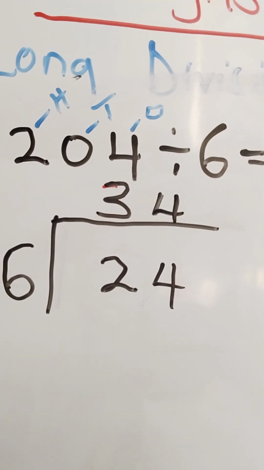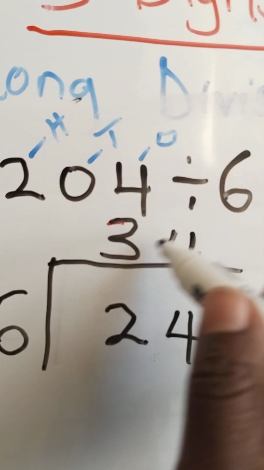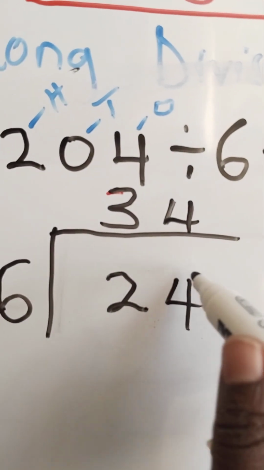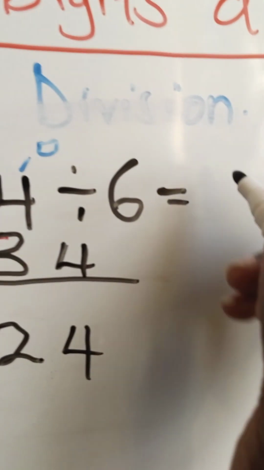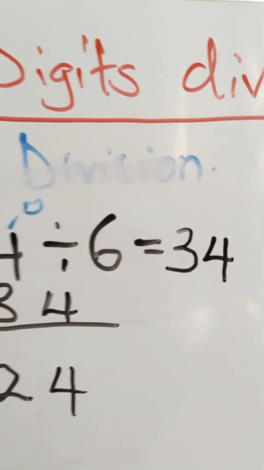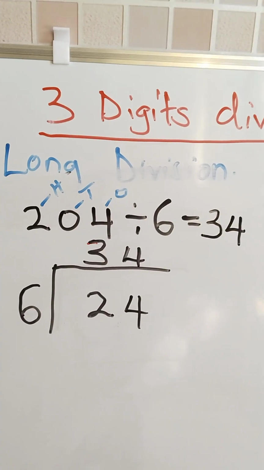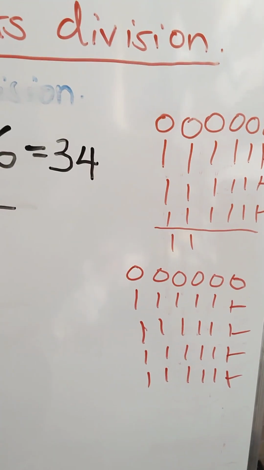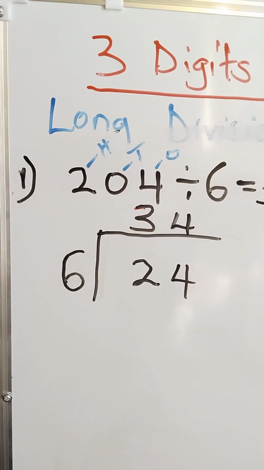It's done. So our answer is 34, kids. Our answer is 34 because we finished already with the 24. So 34 is our answer. And you give that to the teacher, and the teacher will see here at the side that you did your division well, and the teacher will be happy.